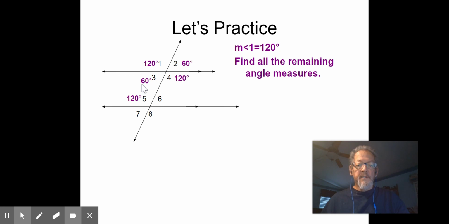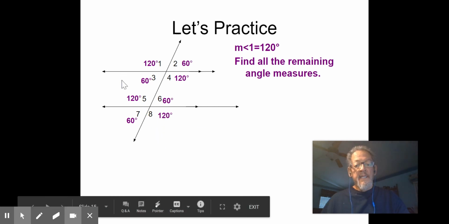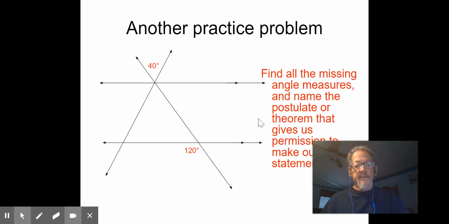See, this is 120 because it's consecutive to this one, which is 120. And also alternate interior. These will have to be congruent. That would mean, do the alternate interior, this would have to be 60 also. Yep. And since that's 60, this has to be 60. And since that's 120, this has to be 120. See, if you have one angle, you can find all the remaining angle measurements. Find all the missing angle measurements.